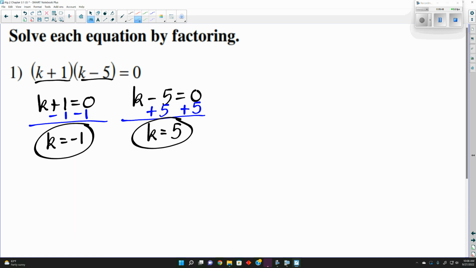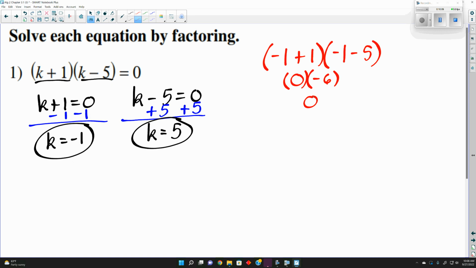And if we wanted to check it, you don't have to unless it specifically states it. We can say negative 1 plus 1 times negative 1 minus 5. I'm just plugging it in. Negative 1 plus 1 is 0. Negative 1 minus 5 is negative 6. And 0 times negative 6 is 0. So it did indeed give us a value of 0. We can do the same thing with 5: 5 plus 1 times 5 minus 5, which is 6 times 0, which is indeed 0. And that's it.